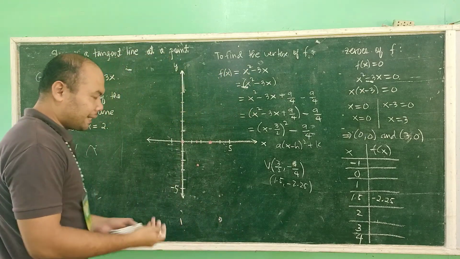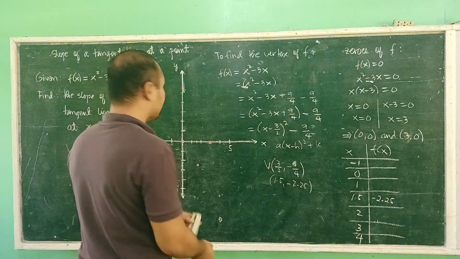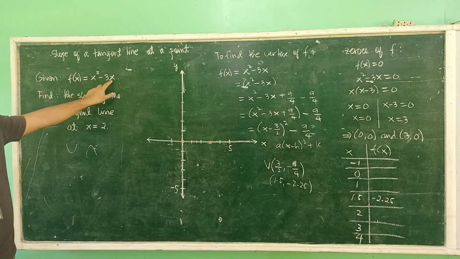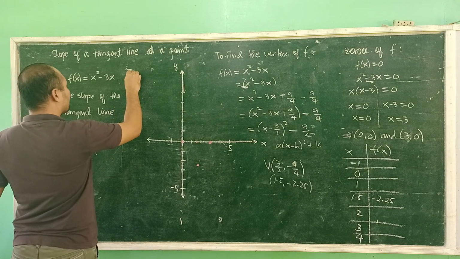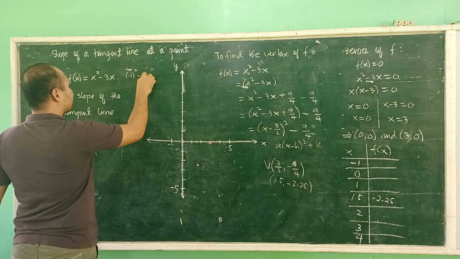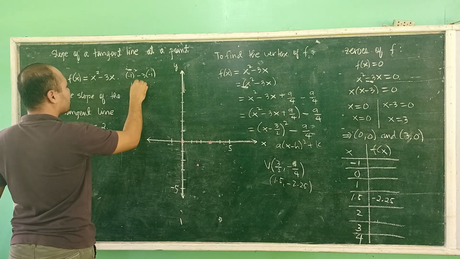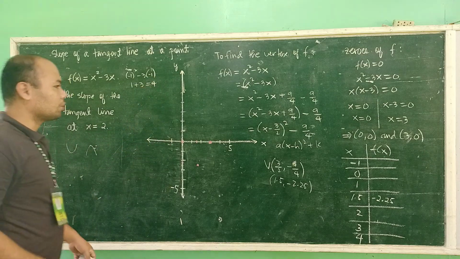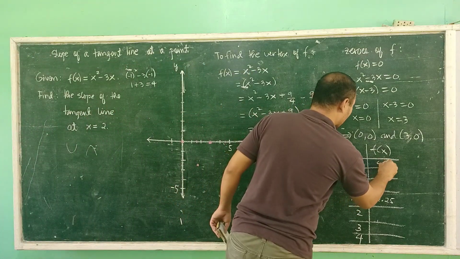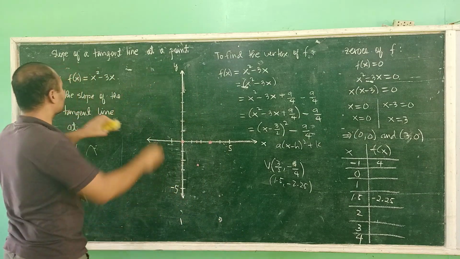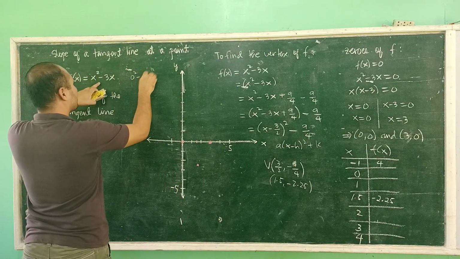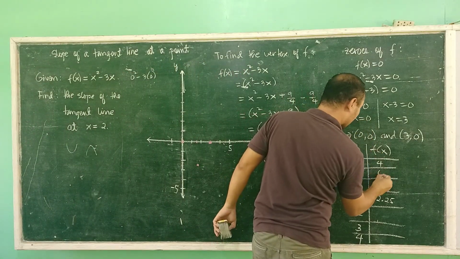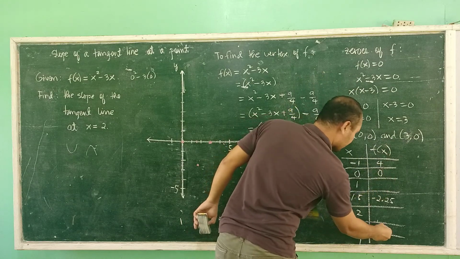So when x is negative 1, substitute negative 1 here. That's negative 1 squared minus 3 times negative 1. So that's 1 plus 3, which is 4. So f of negative 1 is 4. Next we have 0. That's 0 squared minus 3 times 0, so that's 0. Same with 3, so 0.